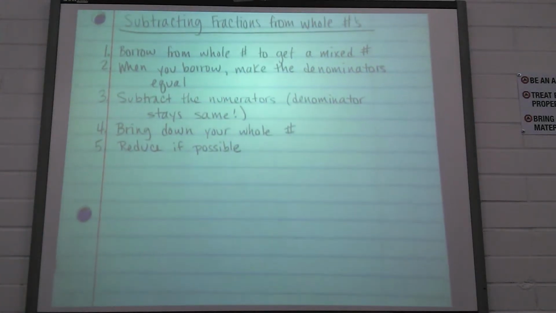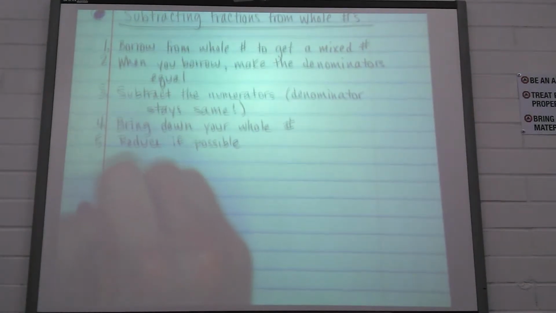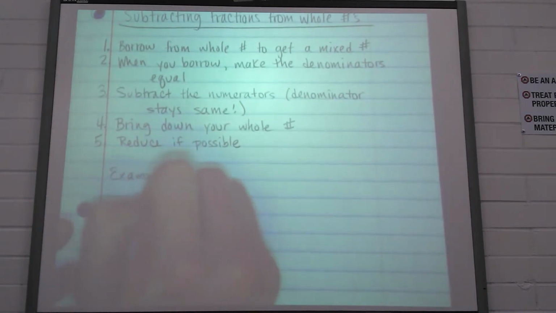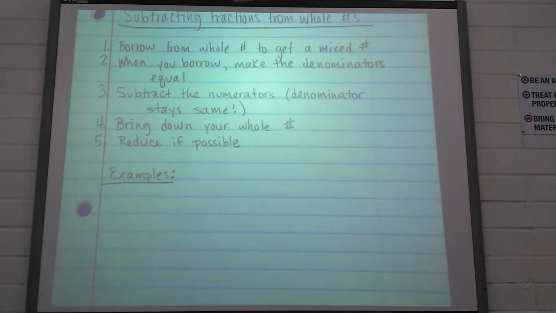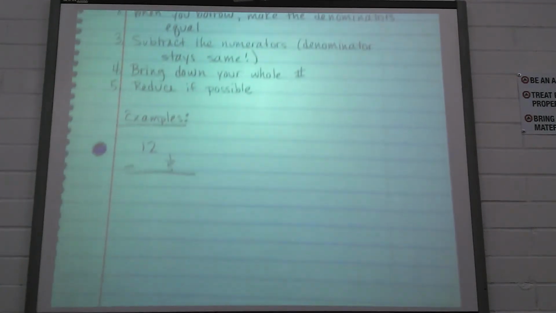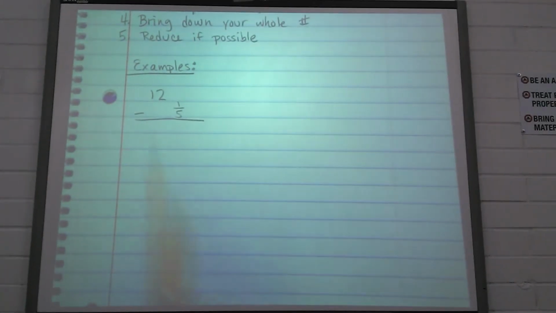All right, let's do some examples. Okay, let's start with 12 minus 1/5. And notice the way I line this up. I don't put the 1/5 directly underneath the 12 because this is the space for the fraction and this is the space for the whole number.